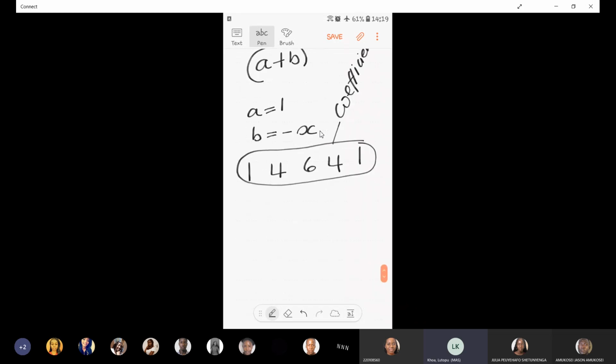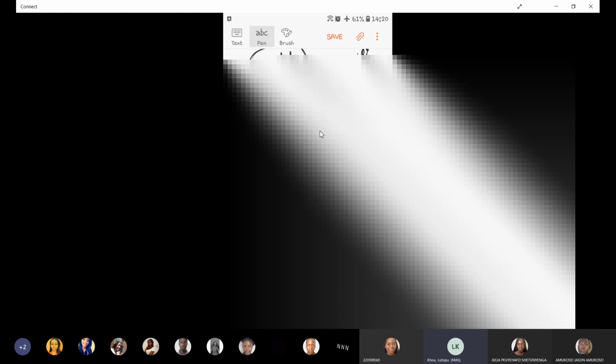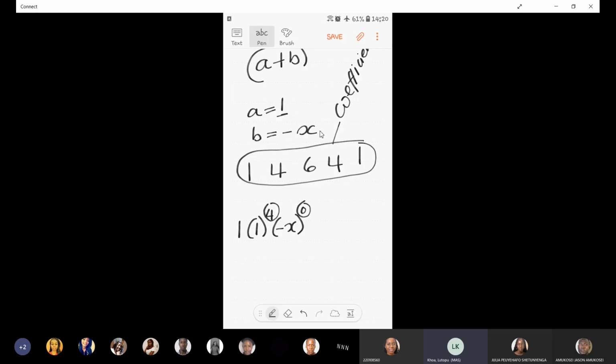So we said we write down the first coefficient as 1. Then I multiply by A, which is 1. And then the powers of A are decreasing, starting with 4. So I have 4. And then my B, this is minus x to the power of 0. And these two must always add up to your n. In this case, n is 4, so 4 plus 0 is equal to 4.